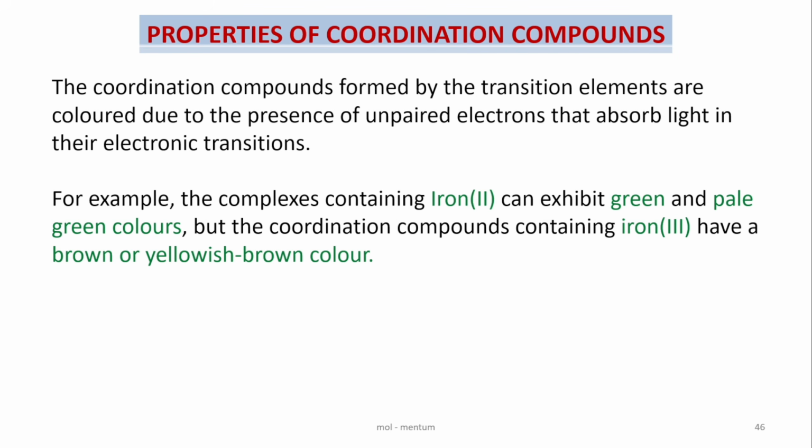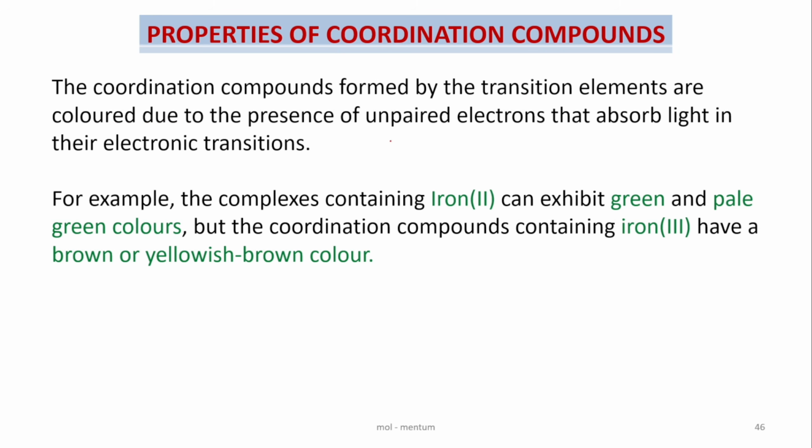Coordination compounds are formed by the transition elements. Transition element means d block elements. And what is the characteristic of d block? They have vacant d orbital, which means electronic transitions are possible. Because of that, they are mostly colored, like copper is blue, iron is green. Because of the vacant d orbital, they are colored due to unpaired electrons and they absorb light.